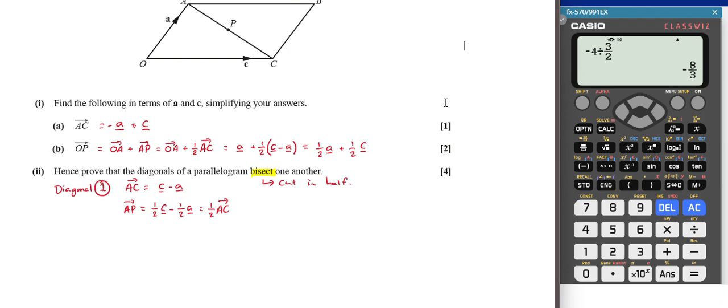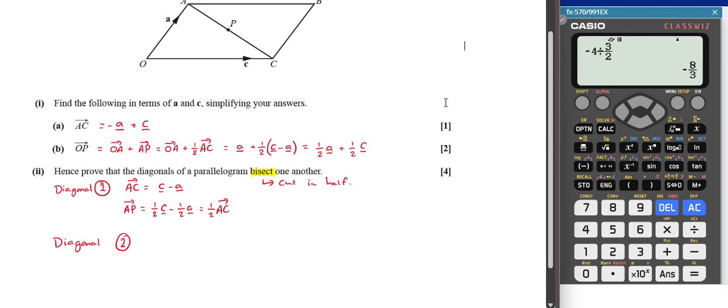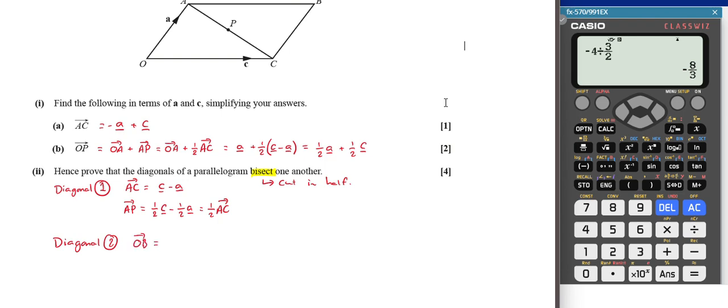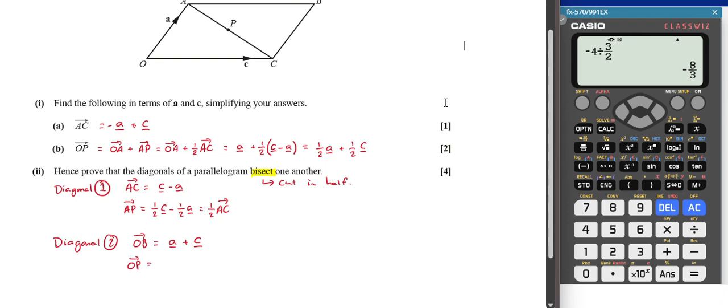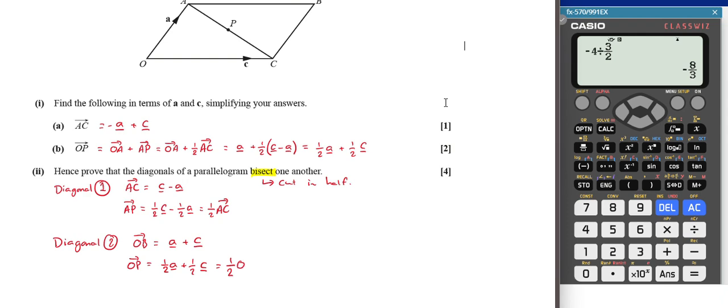Right, so diagonal 2, this is the trickier one. Let's move that just to one side. Diagonal 2 then is O to B. O to B, well, that's going to be A plus C. We already know O to P from the work we've done in the last question. That is a half A plus a half C, which we can see is a half of OB. A half of OB.